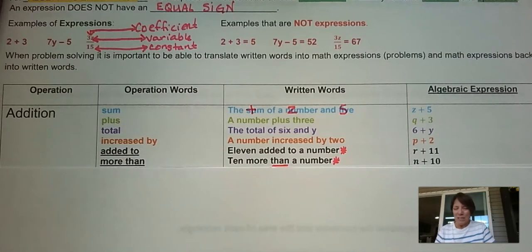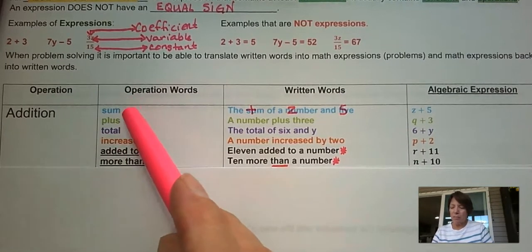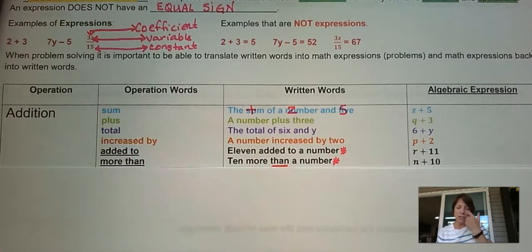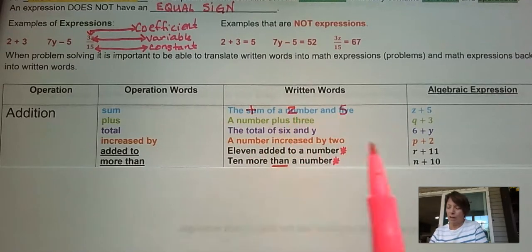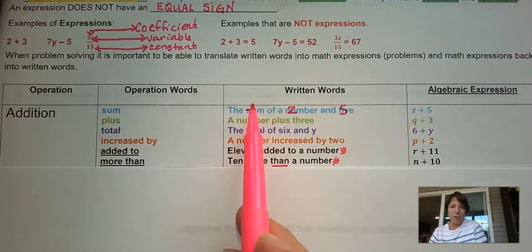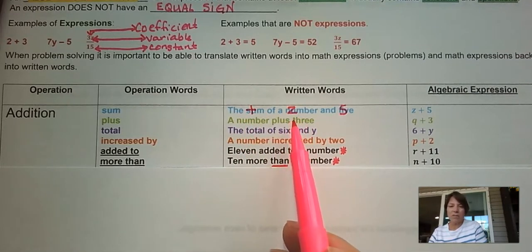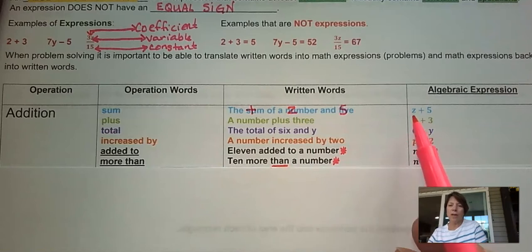Our next job is to get familiar with some words that mean the different operations. Looking at addition, sum, plus, total, increased by, added to, and more than all mean addition. We can take the phrase, the sum of a number and 5, and break it apart. The sum means plus. A number is a variable, and since it doesn't tell us specifically what variable to use, we get to name the variable, so I named it z, and 5. Our algebraic expression would be z plus 5.